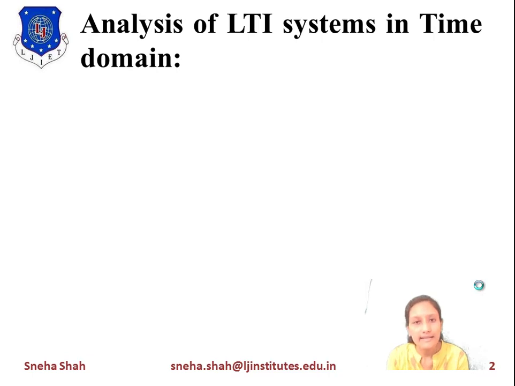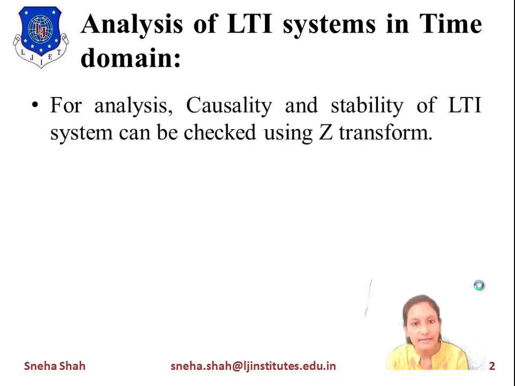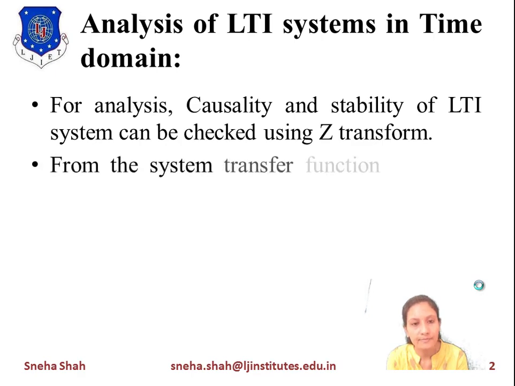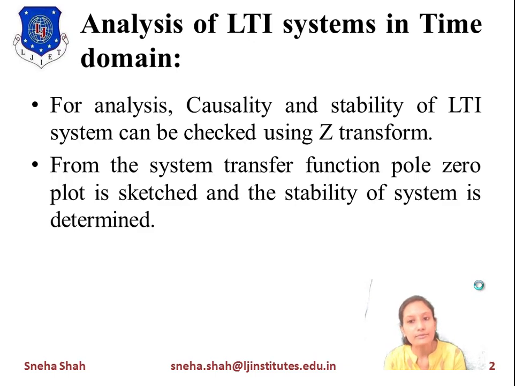If we want to analyze any LTI system, we will define whether the given system is causal or not and whether it is stable or not. So for analysis, causality and stability of LTI system can be checked by using Z transform. From the system transfer function, the pole zero plot is sketched and the stability of the system can be determined from it. If the pole position is inside the unit circle, then it will be stable, and if it is outside the unit circle, then it will be unstable. So it will be determined by using the pole zero plot.